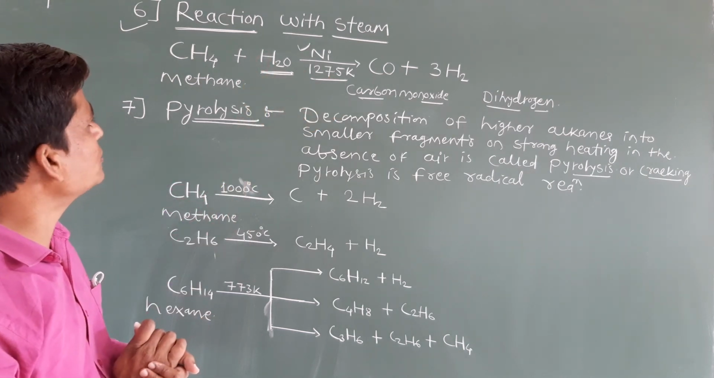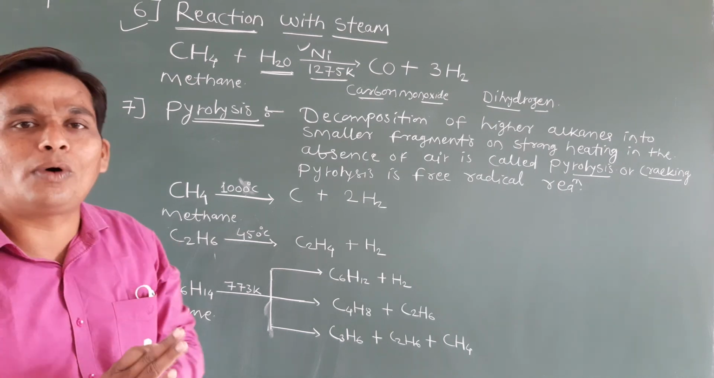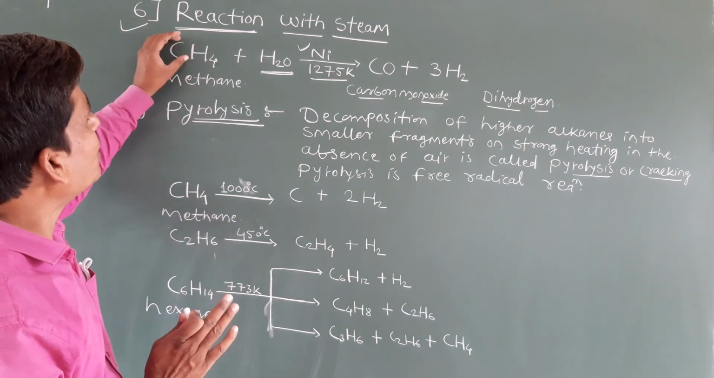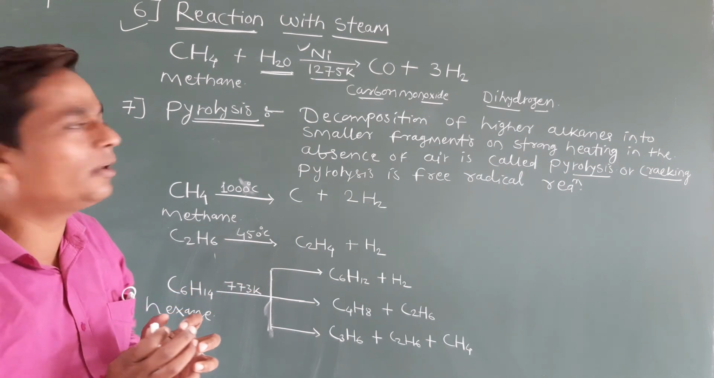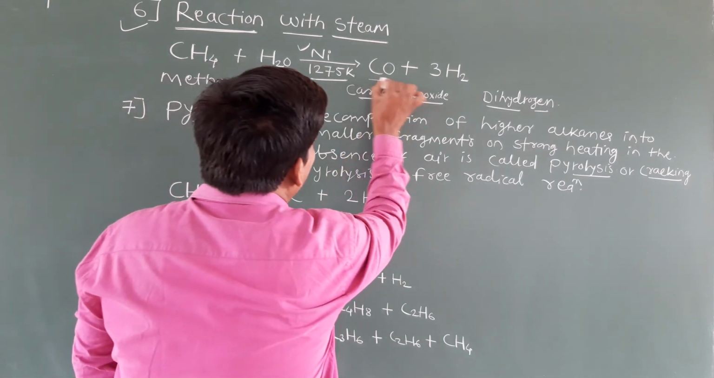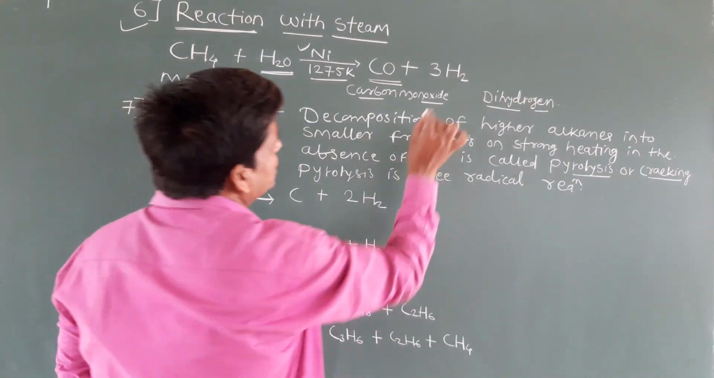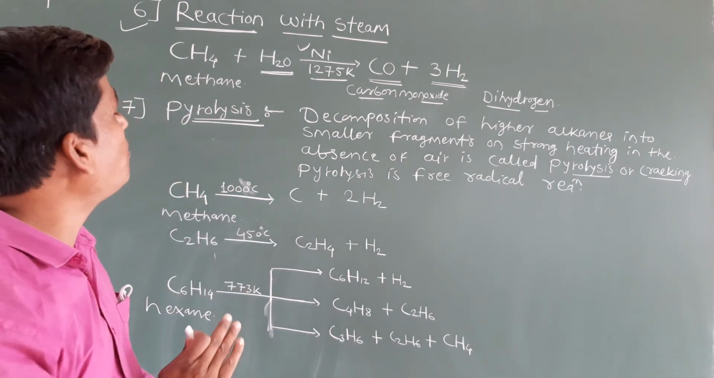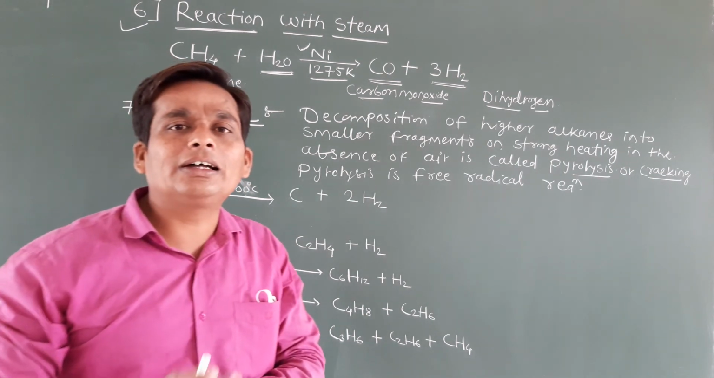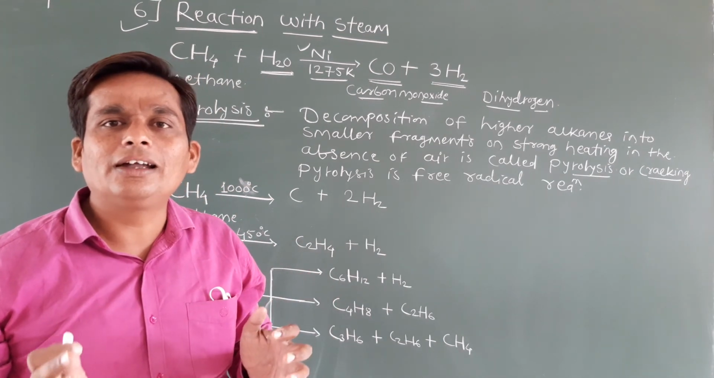So what happens, students? During that process hydrogen gas is involved. Carbon and oxygen come together and form carbon monoxide gas, and dihydrogen is prepared. 3H2 will form. This is a very important method to prepare dihydrogen. It is one of the industrial methods to prepare dihydrogen.